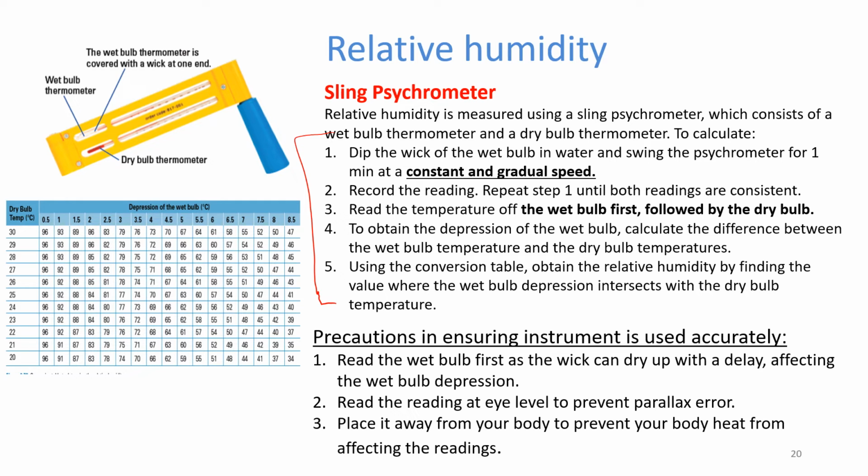Some precautions to ensure that this instrument is used accurately will be, firstly, to read the wet bulb first, as the wick can dry up with a delay, which will affect the wet bulb depression. Similar to the thermometer, it should be read at eye level to prevent parallax error for both thermometer readings. It should also be placed away from your body to prevent your body heat from affecting the readings.